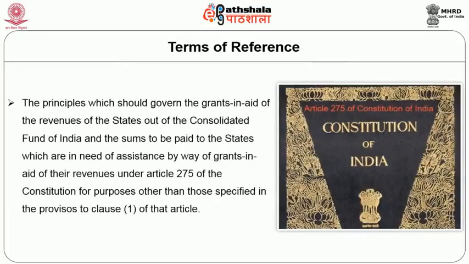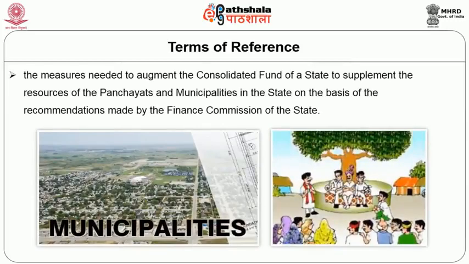The principles which should govern the grants-in-aid of the revenues of the states out of the Consolidated Fund of India, and the sums to be paid to the states which are in need of assistance by way of grants-in-aid of their revenues under Article 275 of the Constitution for purposes other than those specified in the provisos to Clause 1 of that article. The measures needed to augment the Consolidated Fund of a state to supplement the resources of the panchayats and municipalities in the state on the basis of the recommendations made by the Finance Commission of the state.